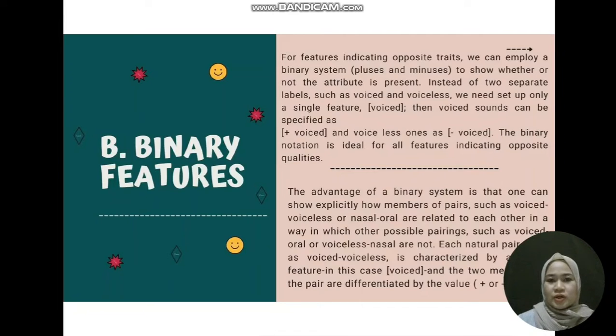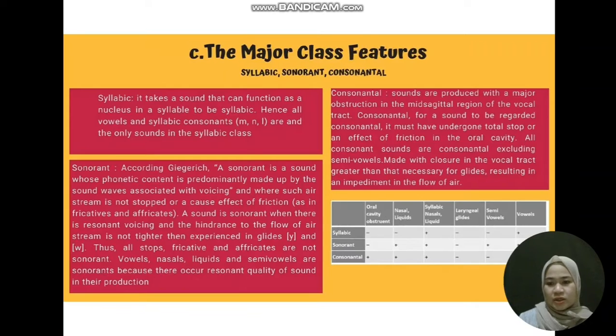Binary feature. For features indicating opposite traits, we can employ a binary system, plus and minus, to show whether or not the attribute is present. The advantage of a binary system is that one can show explicitly how members of pairs such as voiceless and voiced, or nasal and oral, are related to each other in a way in which other possible pairings such as voiced and oral, or voiced and nasal, are not. The major class features: syllabic, sonorant, consonantal.